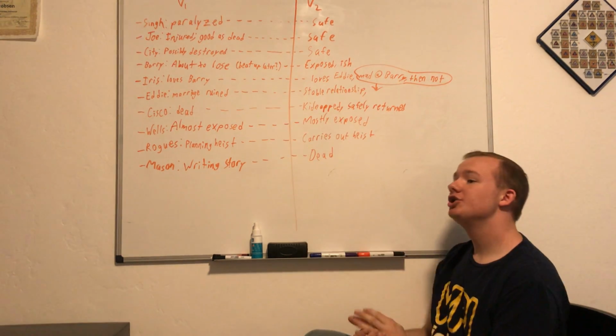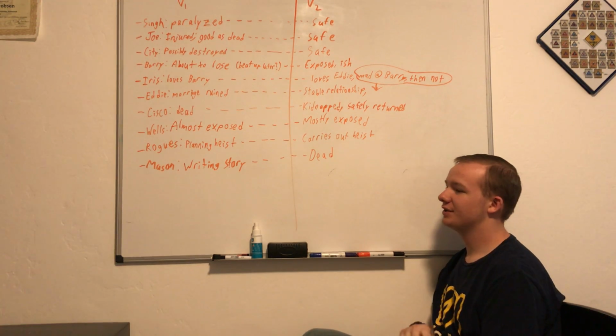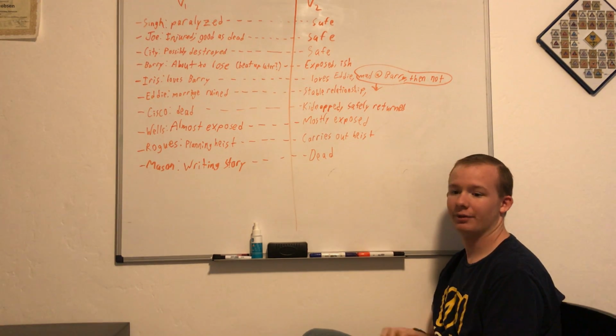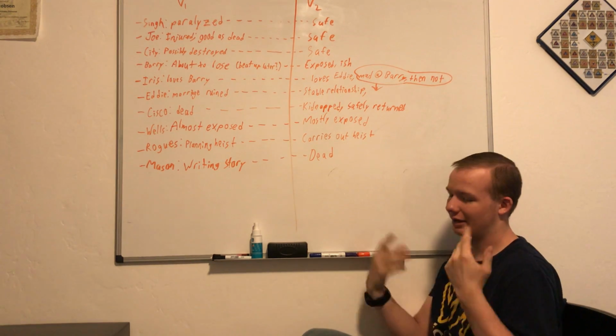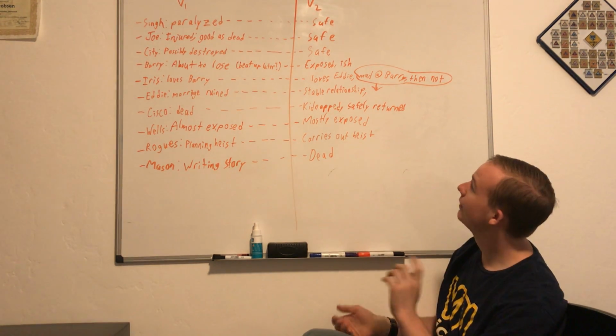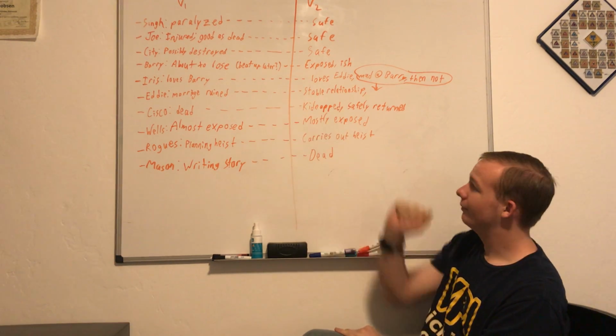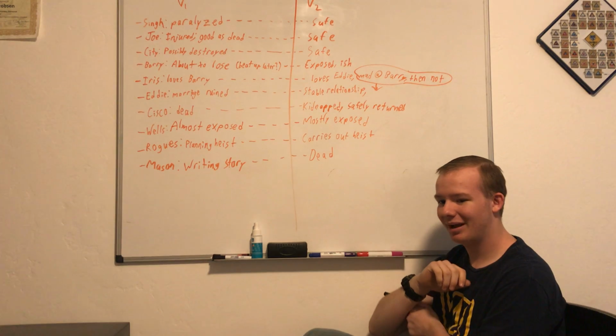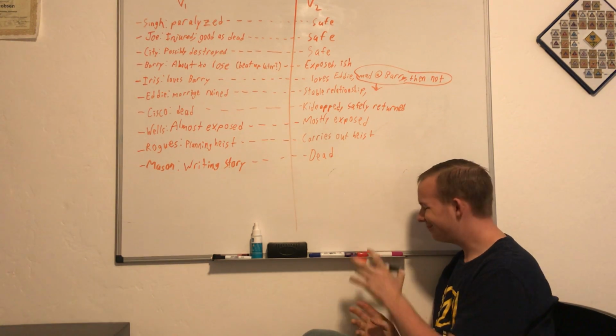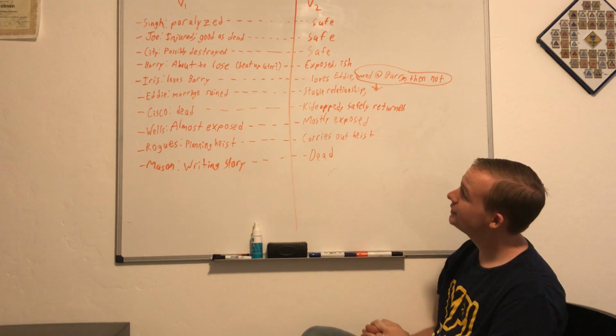Eddie, stable relationship, mad at Barry, and then not for the same reason as Iris. You know, he was mad at Barry for hitting on Iris again, but then lightning psychosis, full forgiveness, he's fine. Cisco Ramon, rather than being dead, he is kidnapped and then safely returned by Captain Cold. I see that as an improvement.